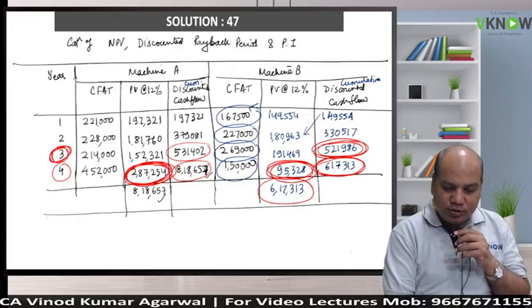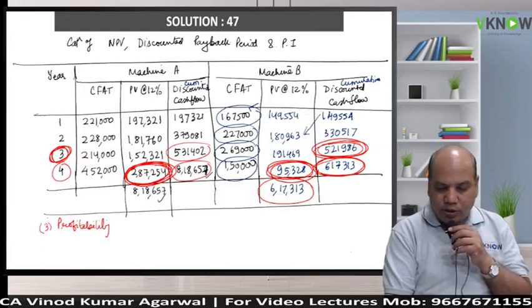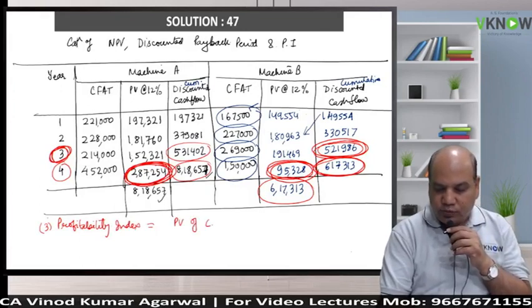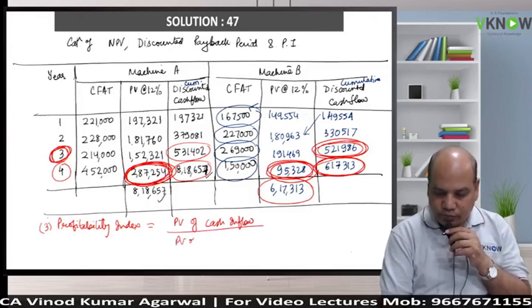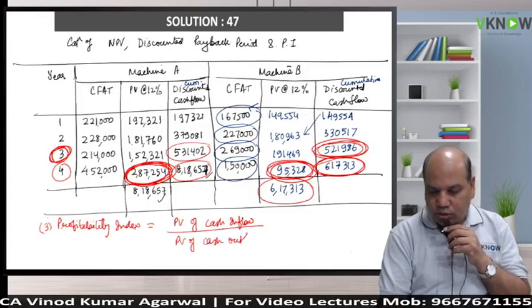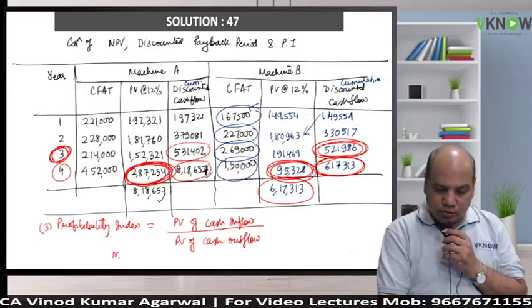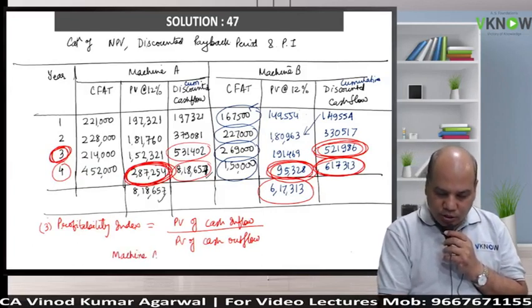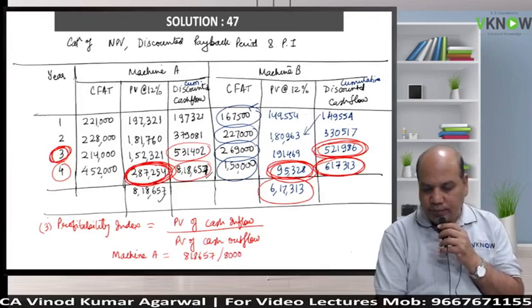Okay. Now next is the profitability index. Write down point number 3. Profitability index. First write the formula: PI is equal to PV of cash inflow upon PV of cash outflow. For machine A, below that write machine A is equal to 818657, can you see 818657 on the screen? Inflow upon 8 lakh. Come on.